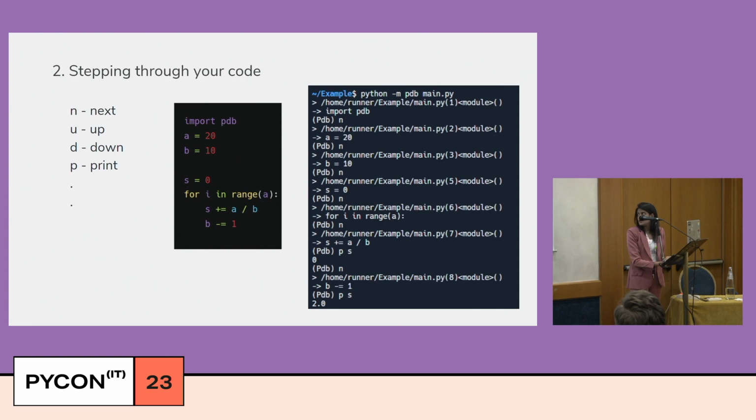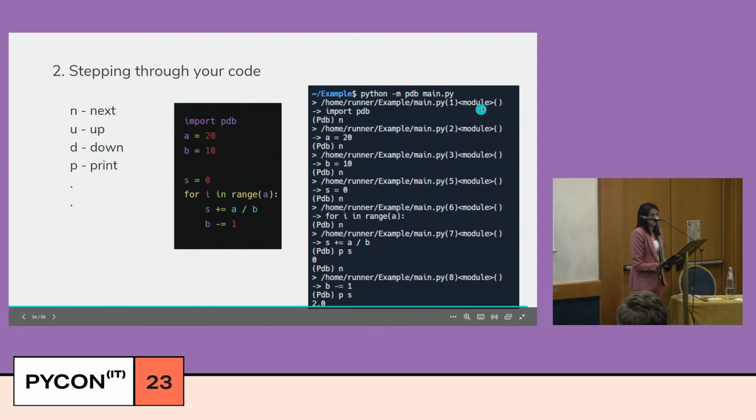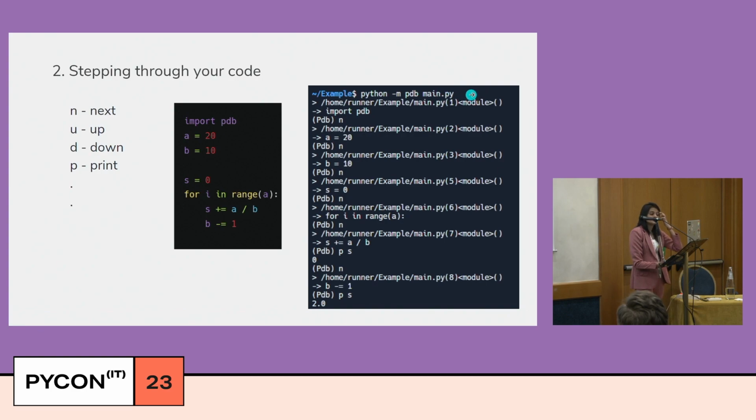Another example for that is where I've imported pdb and set a to 20 and b to 10. Really a very simple, interactive program. As you can see here in the output, I have started a CLI debugger using the syntax which I told you about previously, and I'm using the n statement everywhere to jump onto the next line. You can see that this is how easily you can progress in your code while using the CLI debugger.